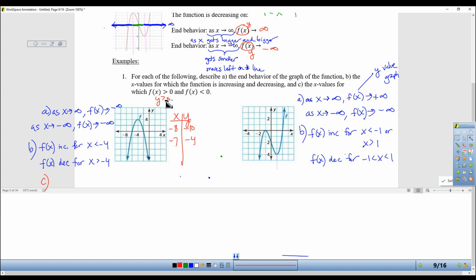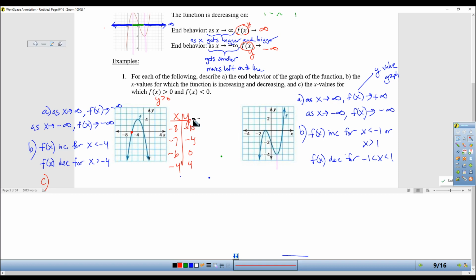I want to know where the y is greater than 0. Well, I can figure out where the y is equal to 0. At negative 6, y is equal to 0. What about at negative 4? At negative 4, the y is 4. That's the spot I'm looking for. But there's actually a whole range of spots.